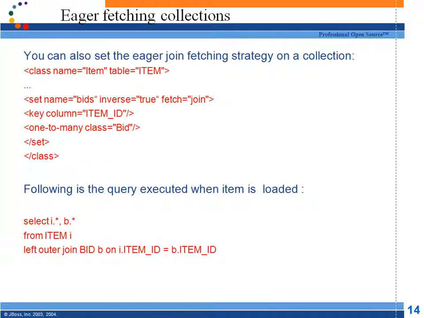Then eager fetching the collections. Now tell me, by default all the collections are loaded lazily. But if I say fetch is equals to join, collections are fetched eagerly by using join. It will join the two tables, item table with bid table, right? If I say session get item, it's getting all the bids also, the set of bids also is getting populated.